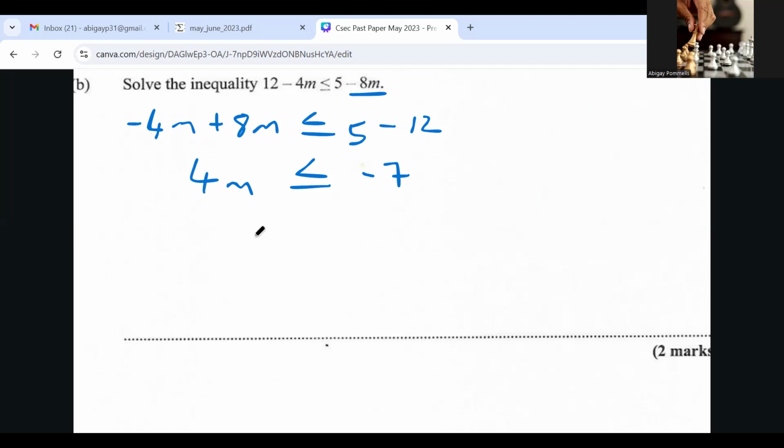Right? And then we are going to make m the subject. So I'm going to divide 4 over here. And whatever I do on one side, I do on the other. So 4 cancels 4. m equals -7 over 4. And that's our answer.